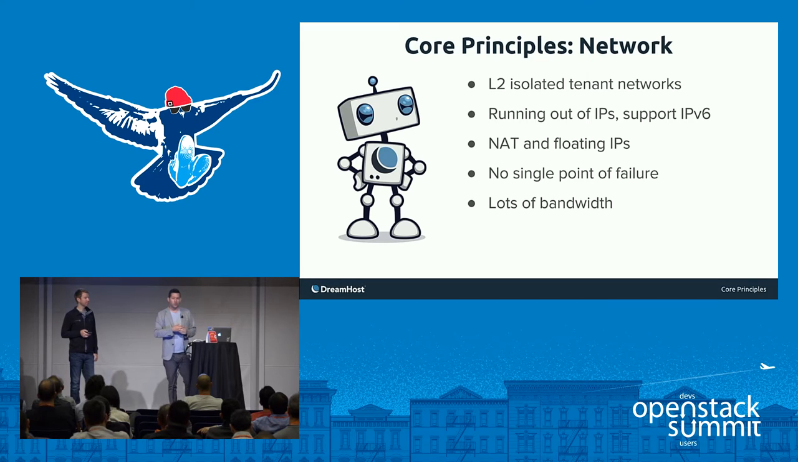And we also knew that the world was going to be running out of IPv4 addresses. And while we are a player in the space, we don't own massive blocks of IP addresses. So we wanted IPv6 support out of the box. We also wanted to support private networks with NAT and floating IPs, no single points of failure if possible, and we wanted to provide as much bandwidth as possible from every VM to every other VM, no matter where they resided in the cloud, right? So that customers wouldn't really have to care about where their VMs were located, and we wouldn't either.